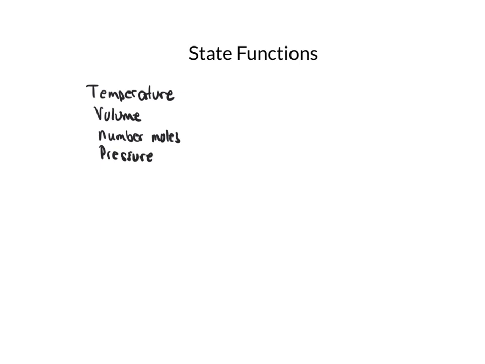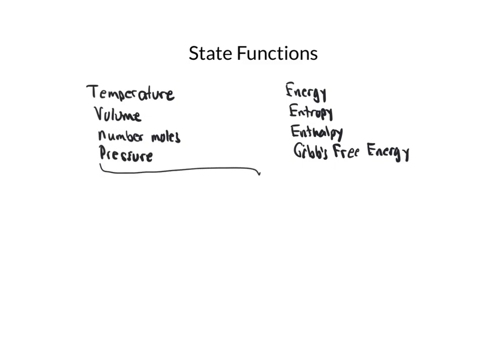And so all of these things are state functions because I can assign a definite temperature, volume, number of moles, and pressure to any given system. In addition, the energy of the system is a state function. The entropy of the system is a state function, and the enthalpy of the system is a state function. A variable that we'll meet later on called the Gibbs free energy is also a state function because any state of the system has a definite value of any one of these properties.